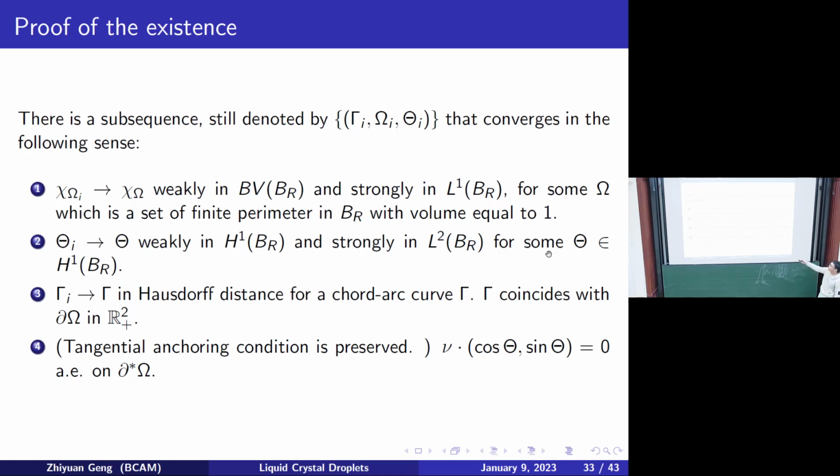The first three convergence properties are straightforward. The omega I converge to omega strongly in L1, and the limiting domain is a set of finite perimeter. The theta I converge to theta weakly in H1 and strongly in L2. And gamma I converges to some chord-arc curve gamma. The only thing we need to verify is that, because we take the convergence of theta and omega separately, this tangential boundary condition is preserved on the boundary of the limiting domain.